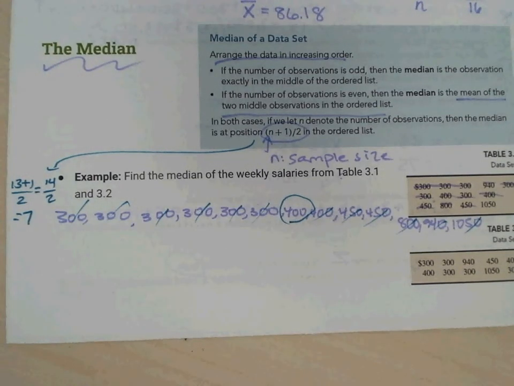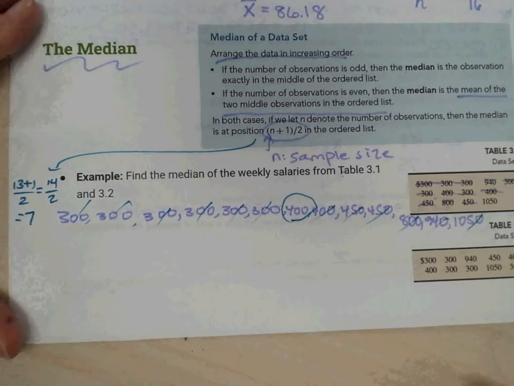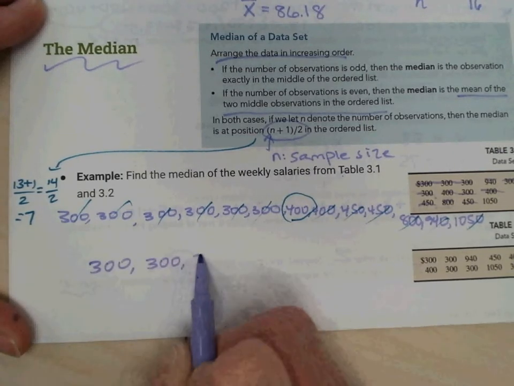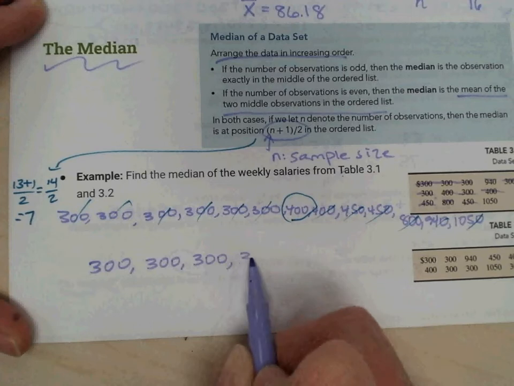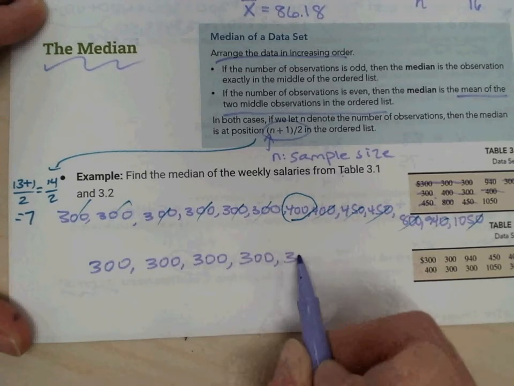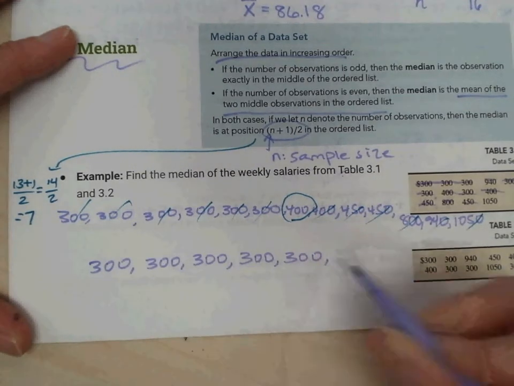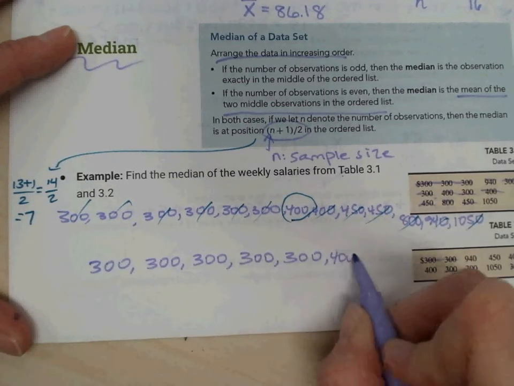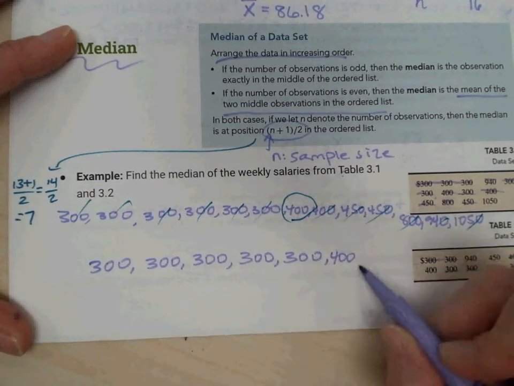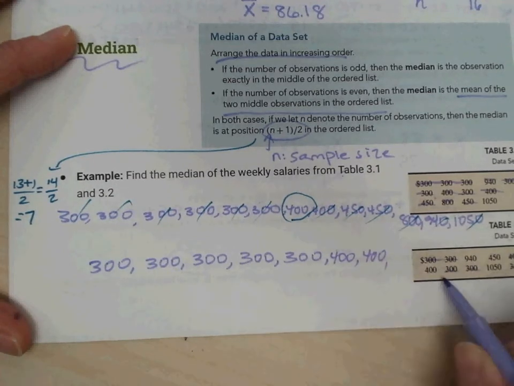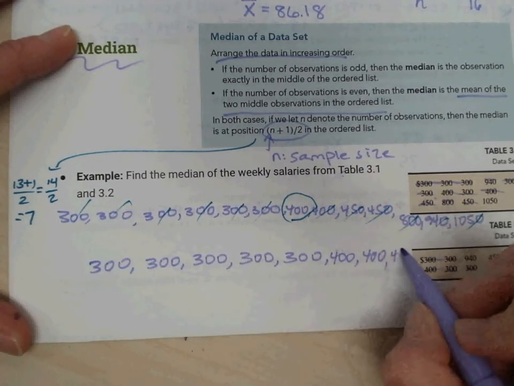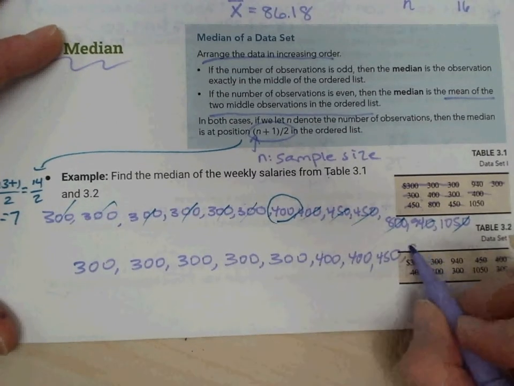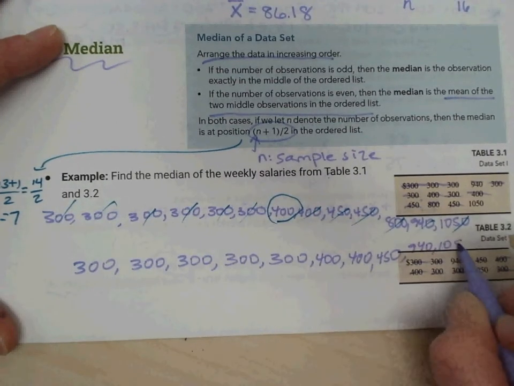So we found the median of that set, and next we're going to find the median of that second data set. So 300, how many 300s do we have here? 4 or 5? And then we have 400. 400, 2 400s, a 450. Still have that 940 and 1050.